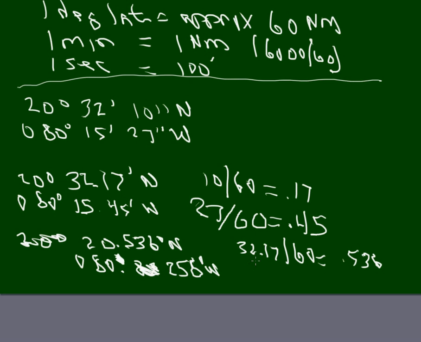And also 15.45 divided by 60 equals 0.258 when you round that. So that's the way I converted from degrees, minutes, and decimals to just degrees. So that's an overview of the lat-long grid and the way that you express coordinates.